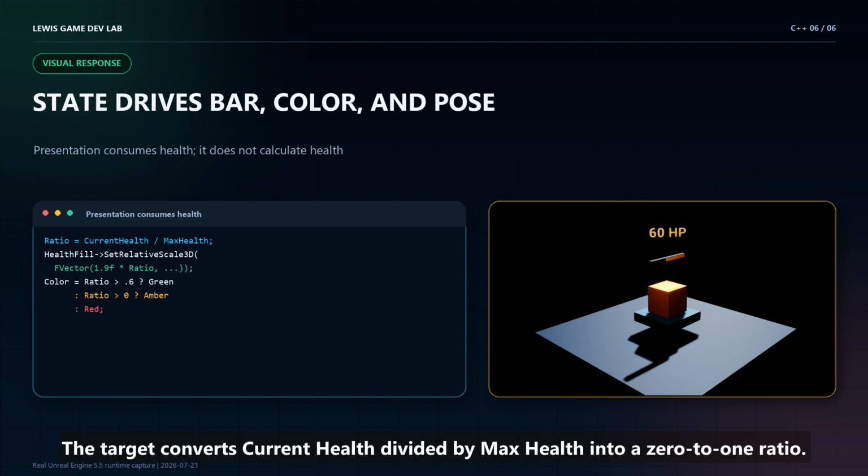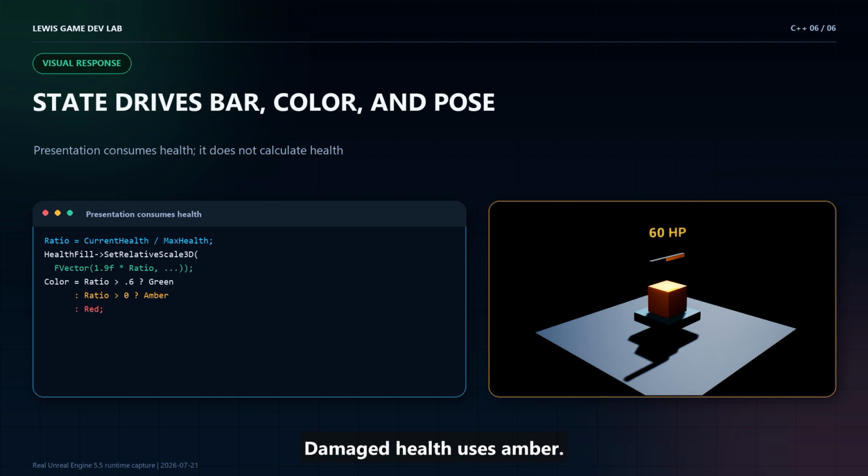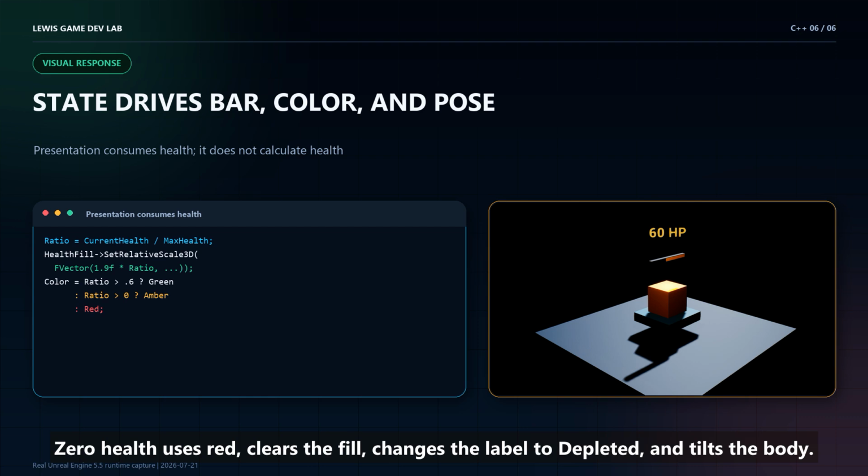The target converts current health divided by max health into a 0 to 1 ratio. That ratio scales the fill bar. Full health is green. Damaged health is amber. 0 health is red, clears the fill, changes the label to depleted, and tilts the body.